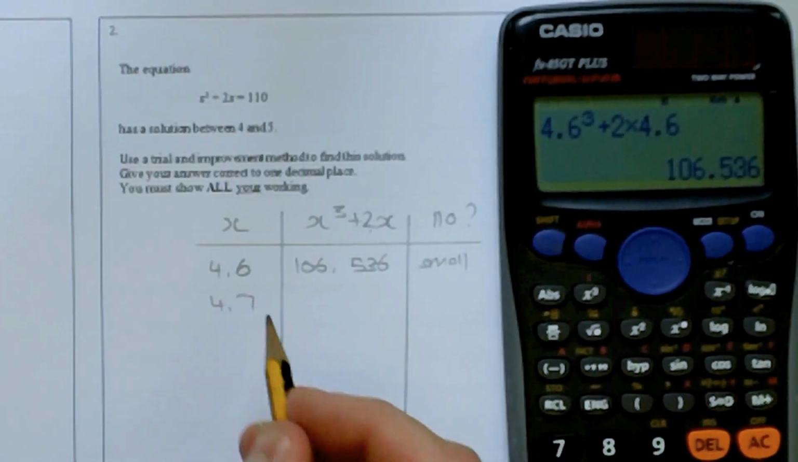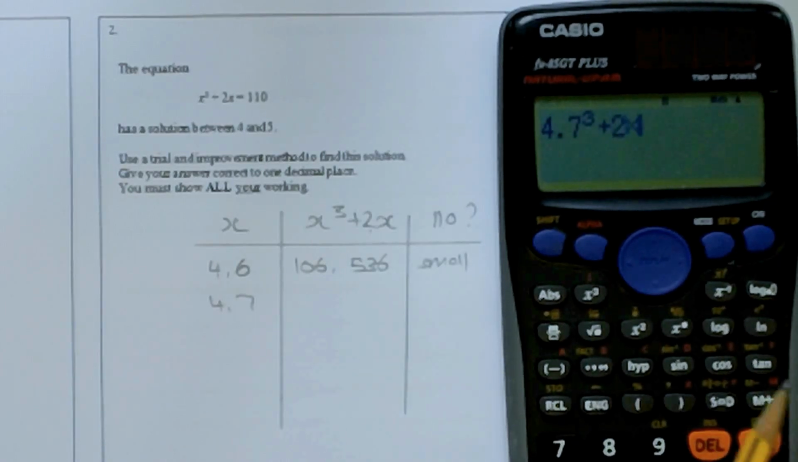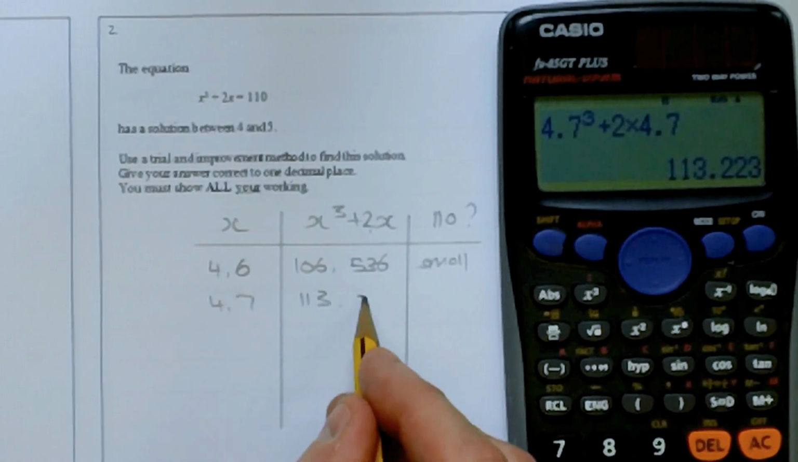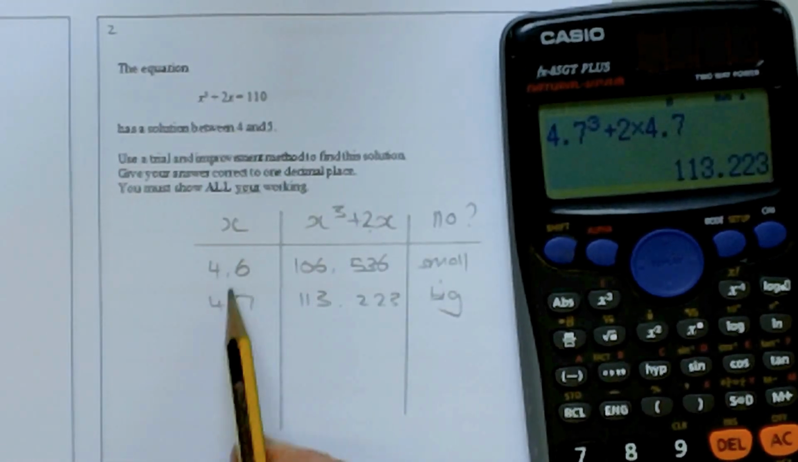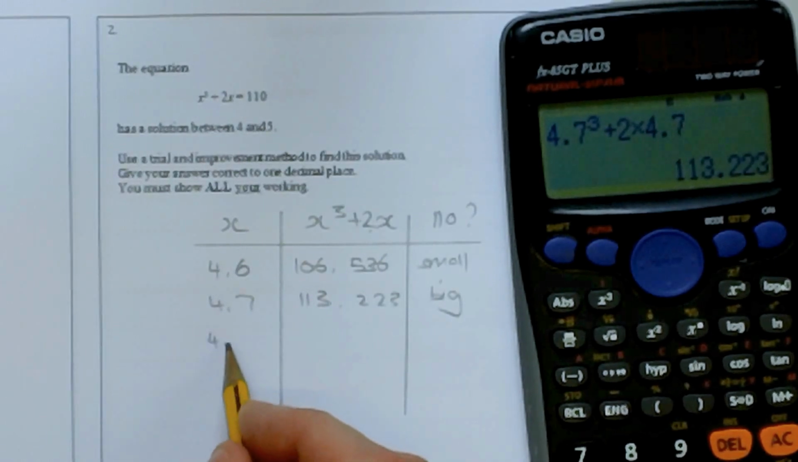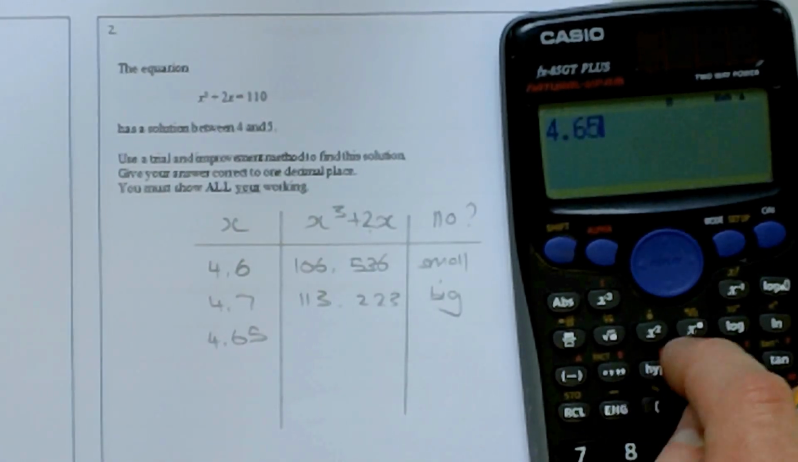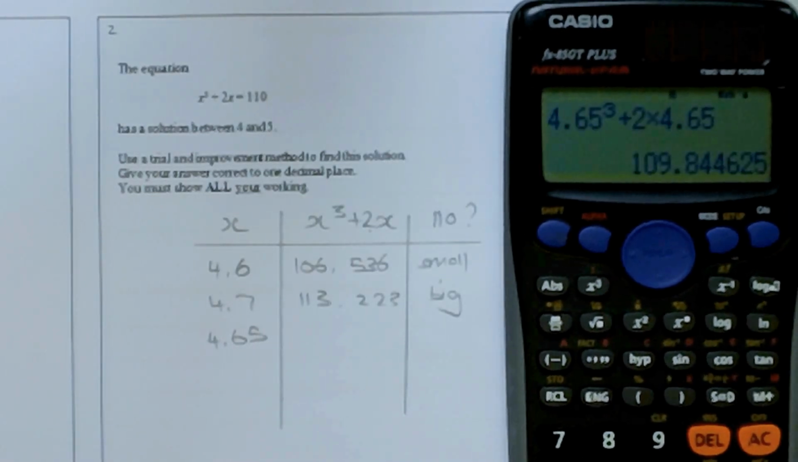So next I try 4.7, which is 113.223, which is too big. So the solution lies in between these two. We need to work out which one it lies closer to. 4.65 cubed plus 2 lots of 4.65 is 109.844, which is too small.